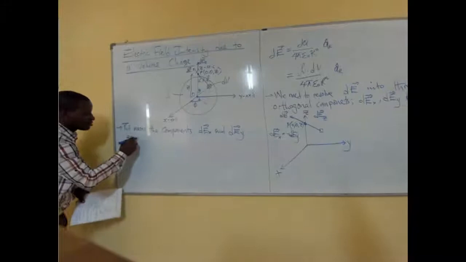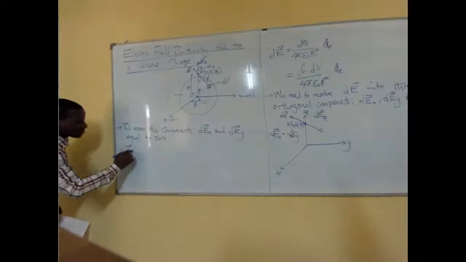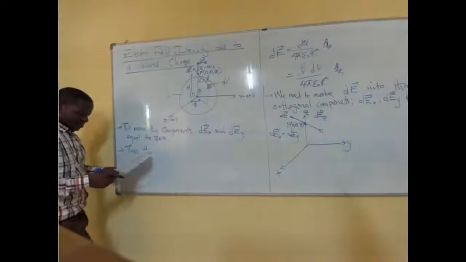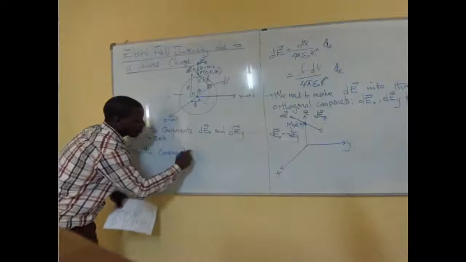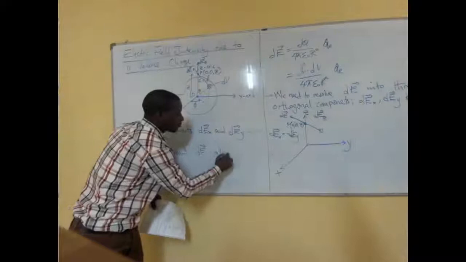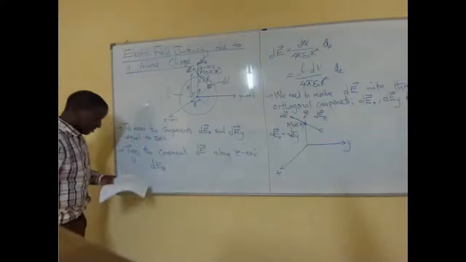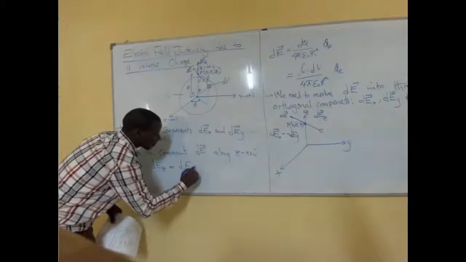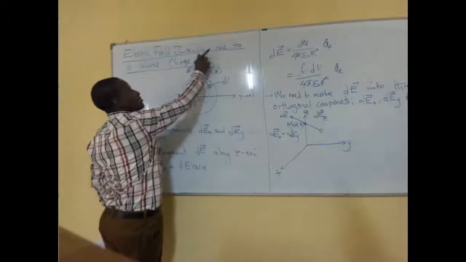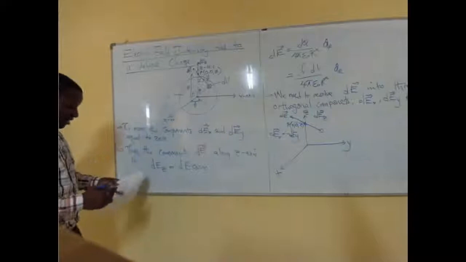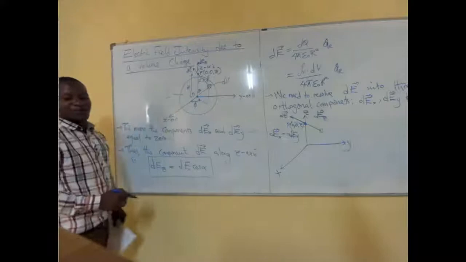So thus, the electric field intensity, which is the component dE along, of course, the Z axis, becomes dE in the Z axis, which must be equal to dE multiplied by the cosine of alpha, which is this angle here, the angle in between there. So this is the only contribution that is going to contribute to the total intensity. Right.